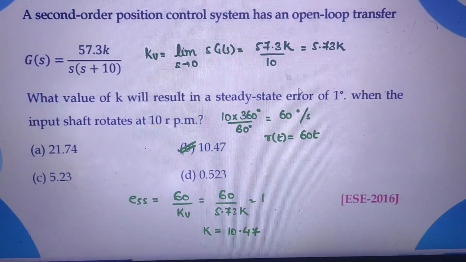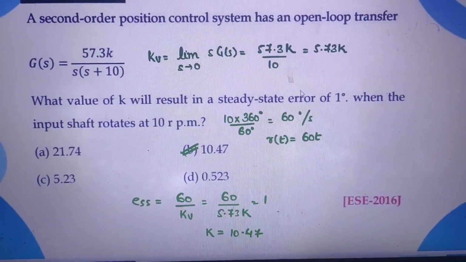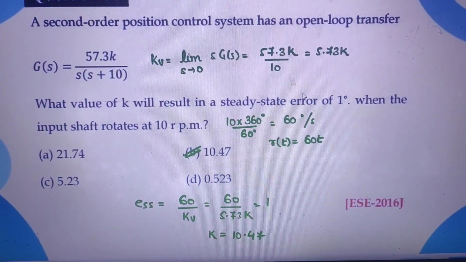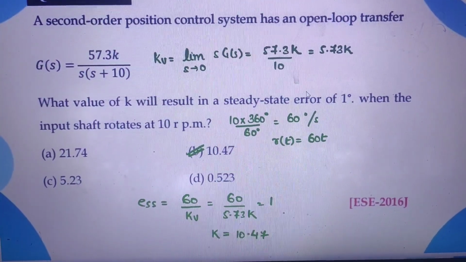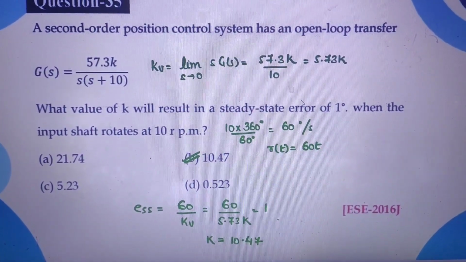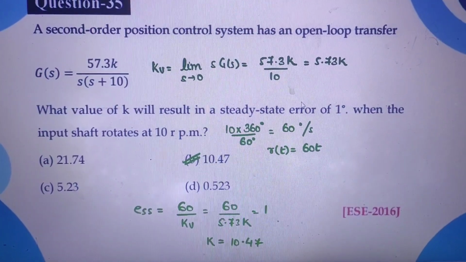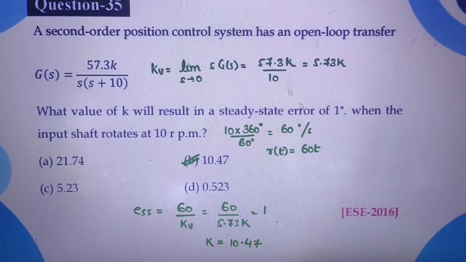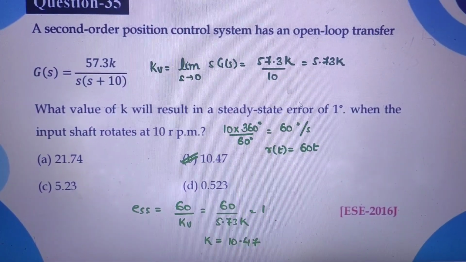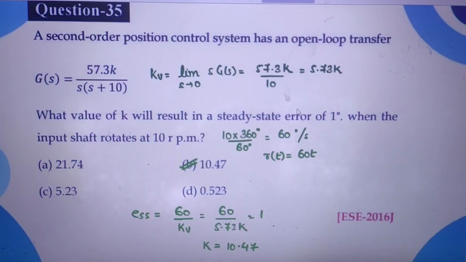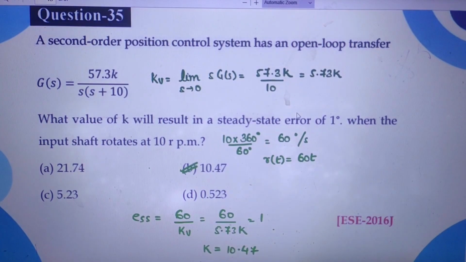A second order position control system has open loop transfer function G(s) = 57.3 K divided by s(s + 10). He is asking to find the value of K which results in a steady state error of 1 degree when the input shaft rotates at 10 rpm. Now convert this 10 rotations per minute into degrees per second.